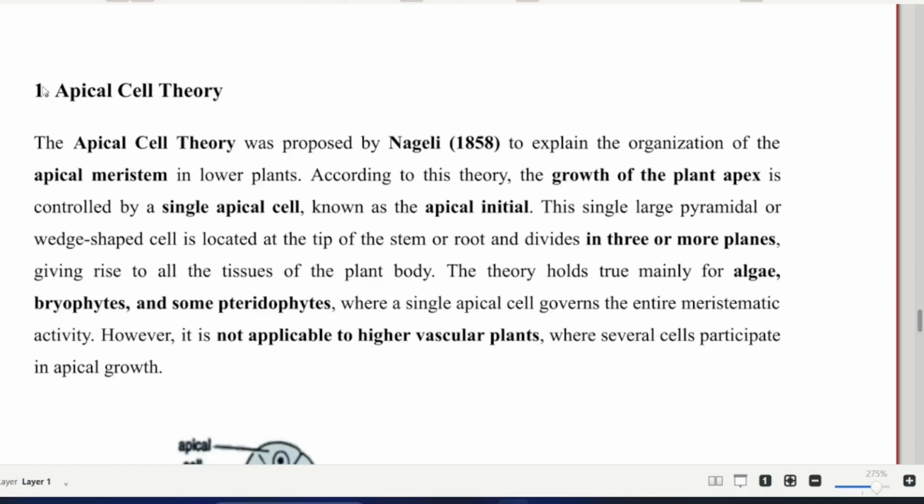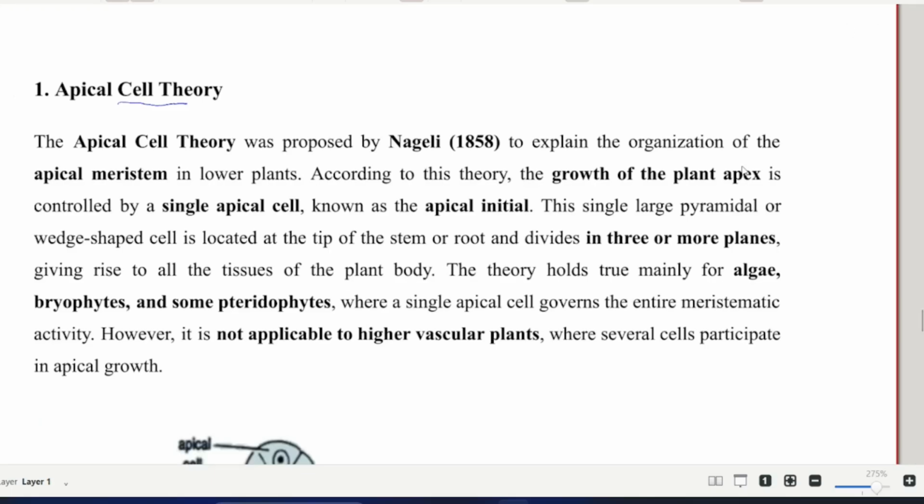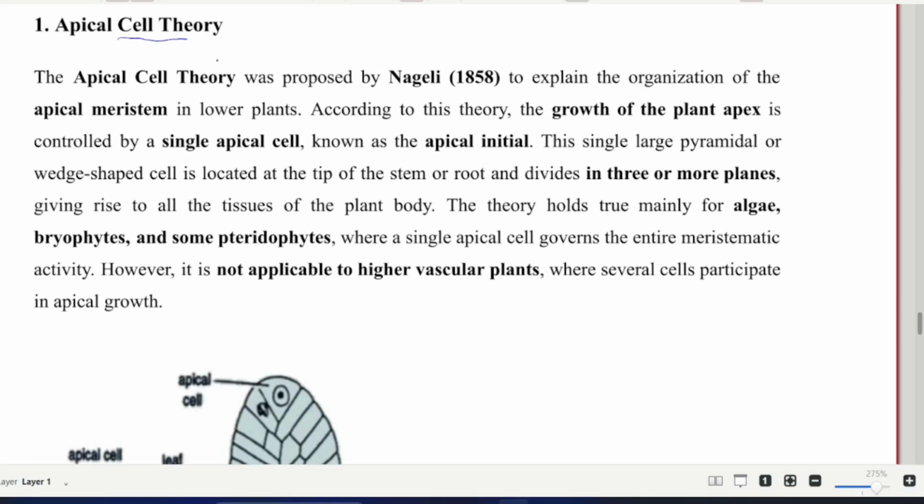So first of all, let's start with the apical cell theory, which is the oldest theory, which was proposed by Nägeli in 1858, and it was proposed to explain the organization of apical meristem in case of lower plants.